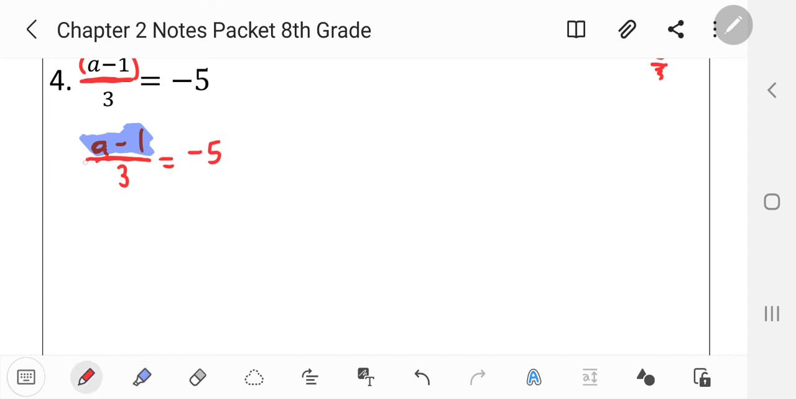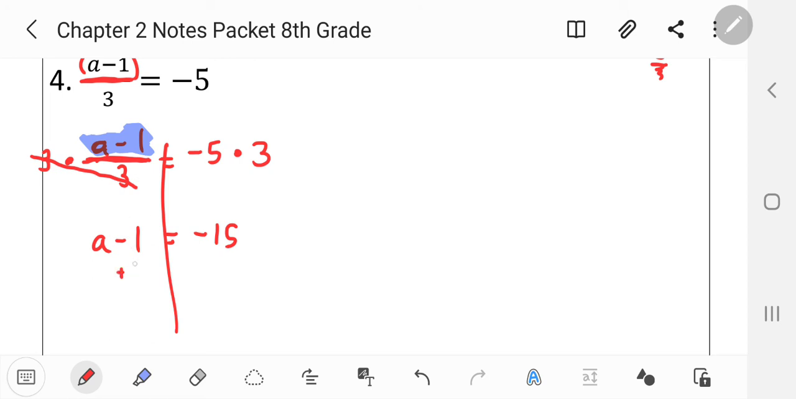So what we have to do is realize that bar is division. That bar is division. So what are we going to do? We're going to multiply to get rid of it. Multiply both sides. Okay, and what do we have left? A minus 1 equals negative 15. And we're going to continue to isolate the variable. So we're going to add 1 here, add 1 here. We have a equals negative 14.